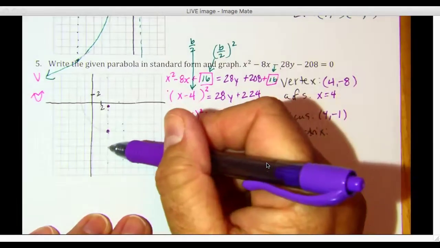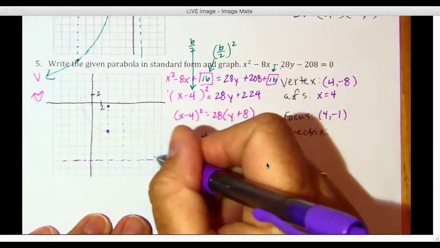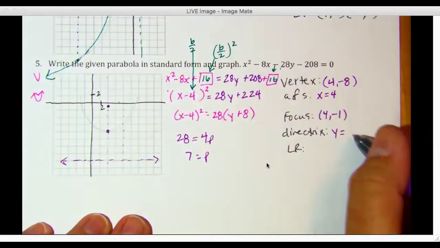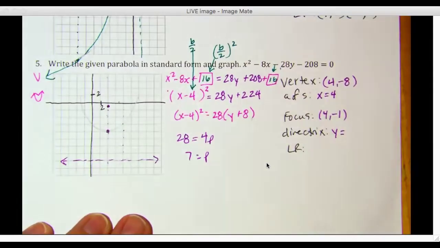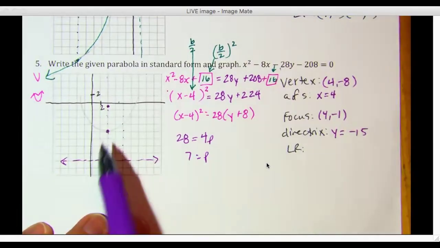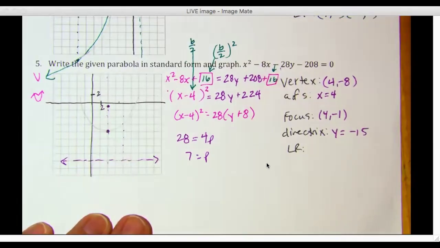And my directrix is going to be 8 units below my curve. So 2, 4, 6, 8. And it's that horizontal line there. And that is y equals -15. And then my LR is going to be through the points of my focus there, and that'll finish off what we need for this problem.